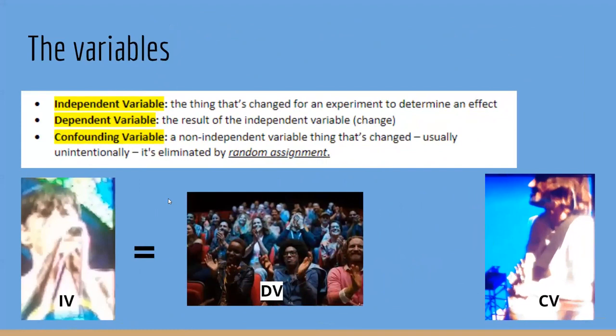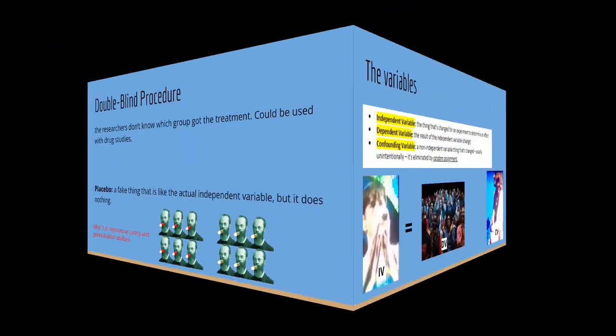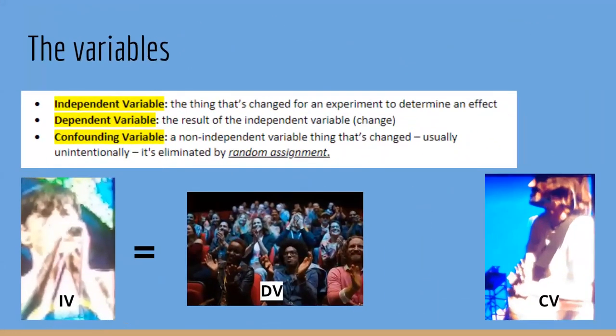All right, there's 3 kinds of variables that you need to know. There is an independent variable, dependent, and confounding. Maybe you've heard of the first 2, maybe all, but let's see what they are. The independent variable is the thing that's changed to determine an effect. So, for example, the independent variable here is giving them a pill. That's the thing that's different. It's changed. The dependent variable is the result. So really, independent is the cause, dependent is the result or effect.